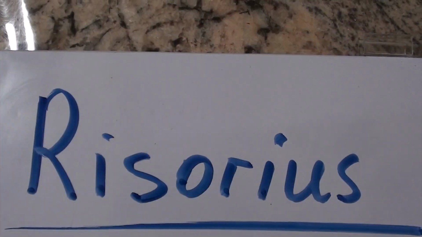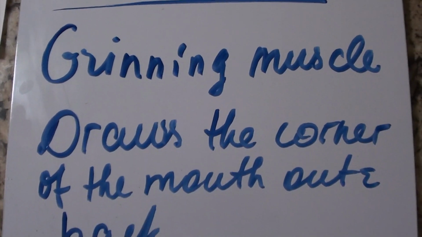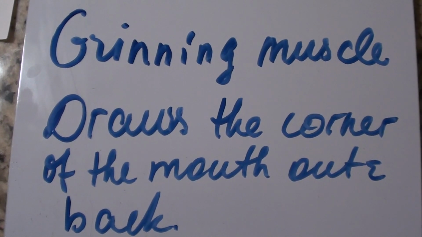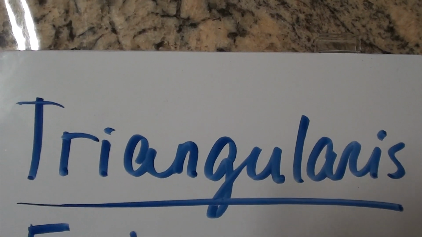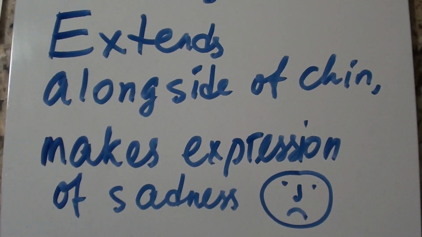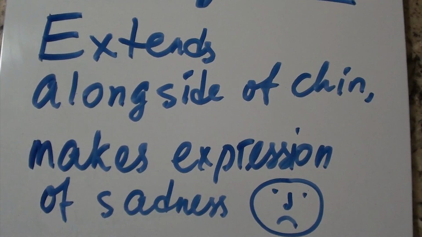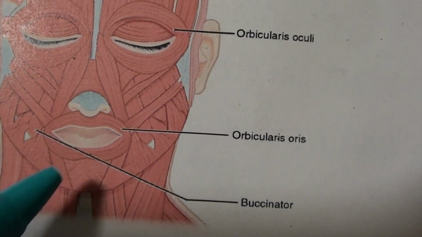Risorius is a muscle around the mouth and it makes you grin. Grinning muscle draws the corner of the mouth out and back. Triangularis muscle extends alongside of the chin, makes the expression of sadness, pulls the corner of the mouth down. It's a triangular muscle.